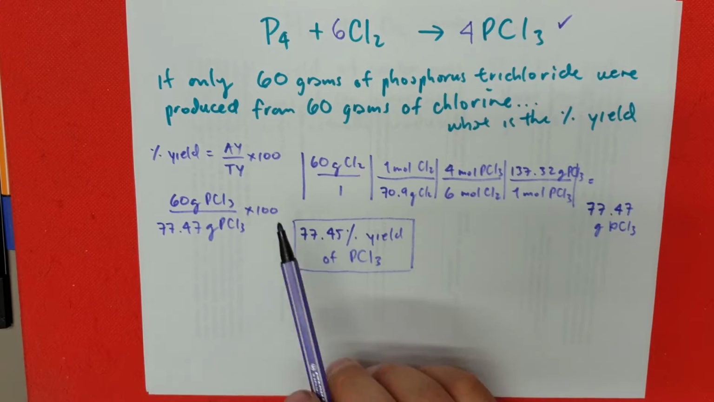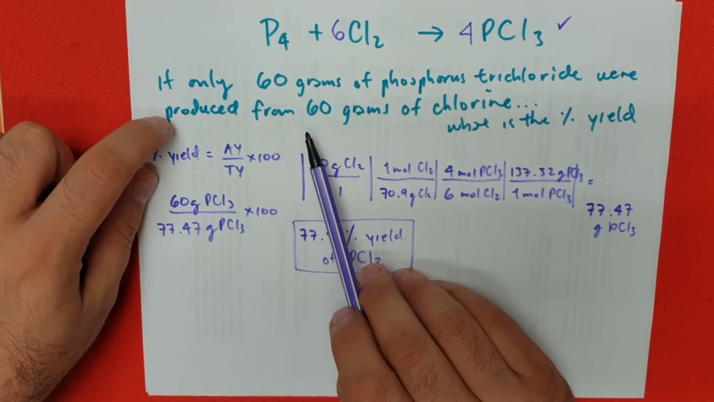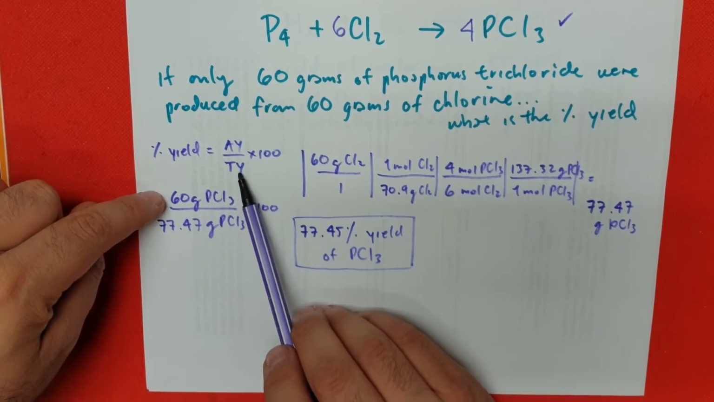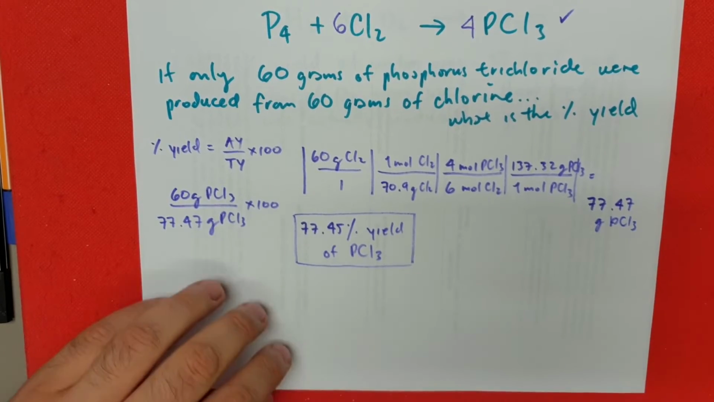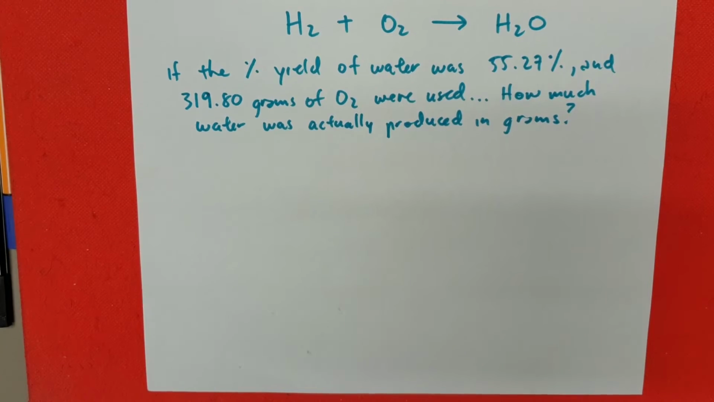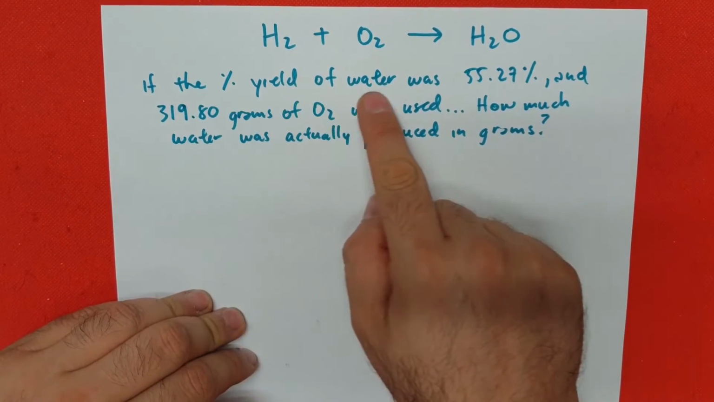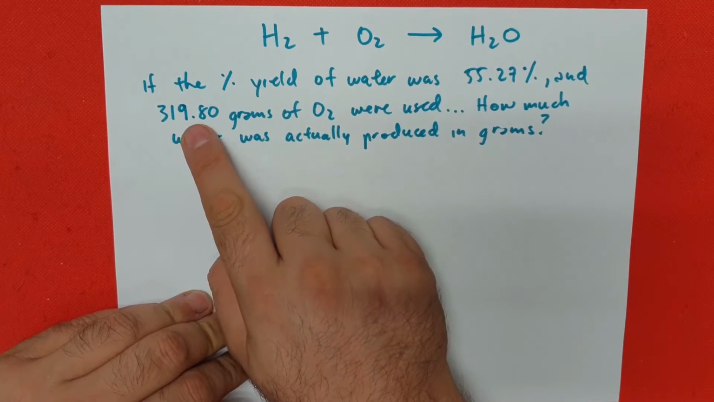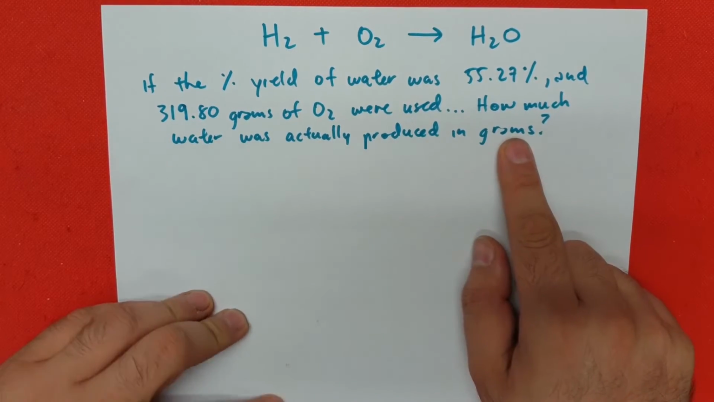So remember, we were given two pieces of information, an actual yield, and one of the reactants, so that we can calculate our theoretical yield, and then we multiplied by 100. Now, another example which we can get is, we have this reaction, of course, and it says if the percent yield of water was 55.27 and 319.80 grams of oxygen were used, how much water was actually produced in grams?